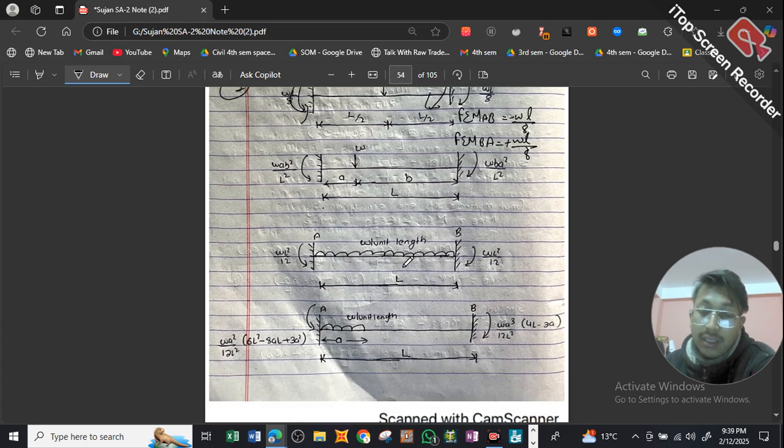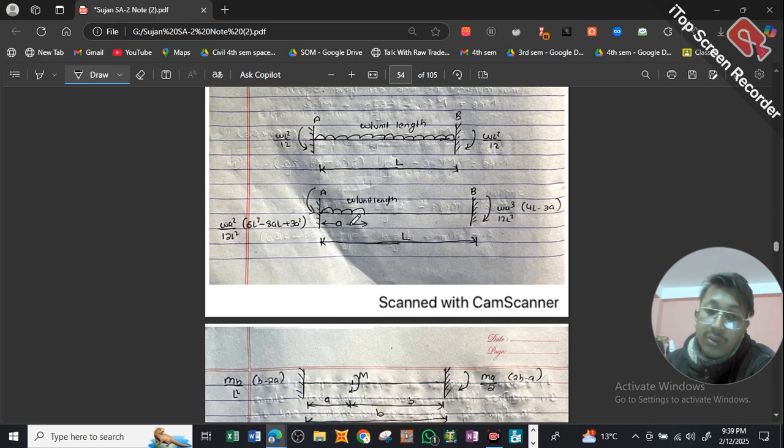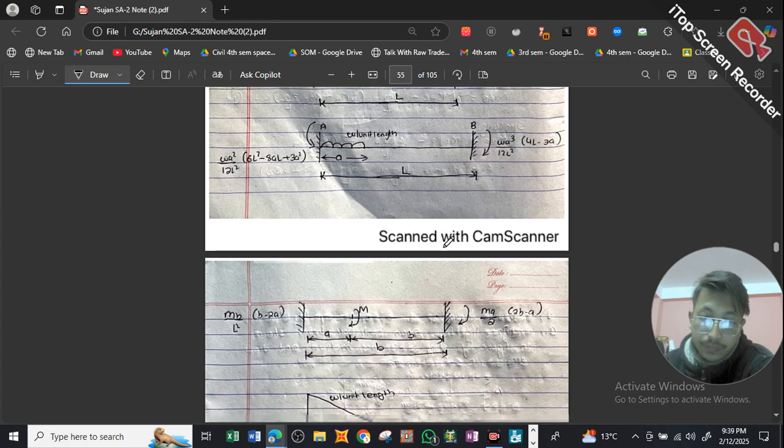Similarly, when a UDL is acting along the entire beam, it will be WL squared by 12 and WL squared by 12. But if the uniformly distributed load is acting over a shorter span A, the fixed end moment AB will be WA square divided by 2 L square times (6L square minus 8AL plus 3A square), while BA will be WA cube divided by L square times (12 minus 3).